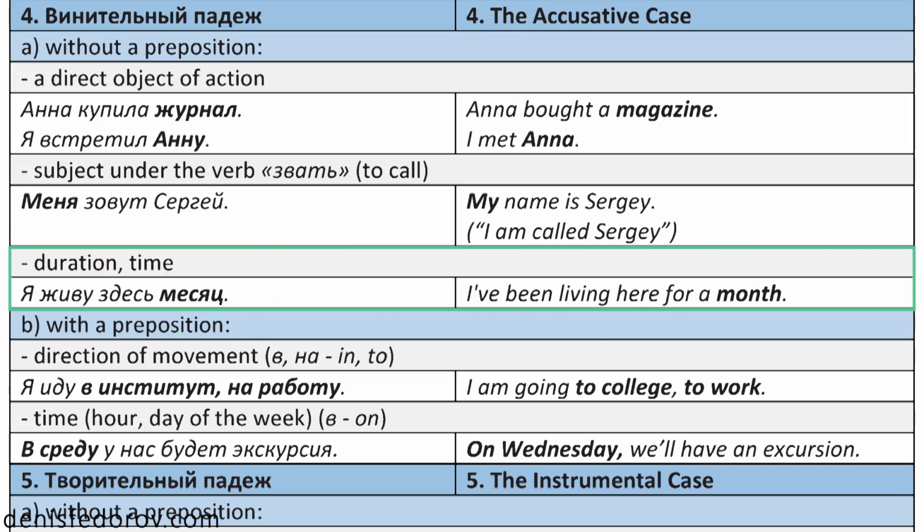Duration, time. Я живу здесь месяц. I've been living here for a month. Direction of movement. Я иду в институт, на работу. I'm going to college, to work. Time. A day of the week. В среду у нас будет экскурсия. On Wednesday we'll have an excursion.